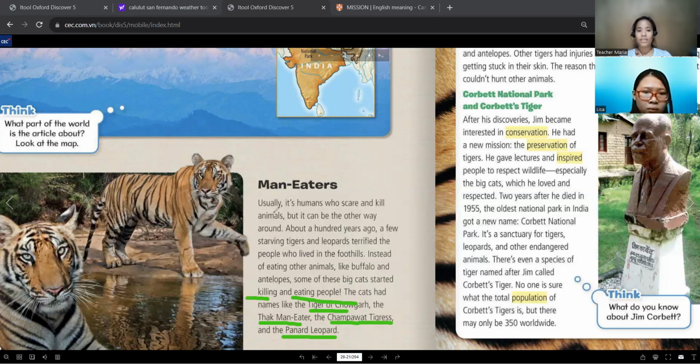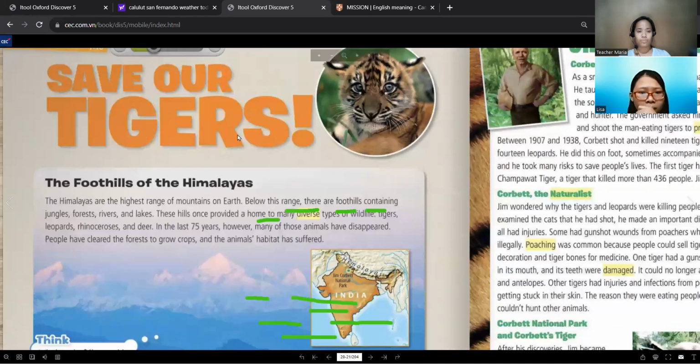At first, listen here. At first, it's the humans who scare and kill animals. But it can be the other way. It happens that the tigers are terrified by the people who live in the foothills. So instead of eating other animals, the tigers learn to kill people and eat them. Can you follow? Okay, now let's move to the next one.